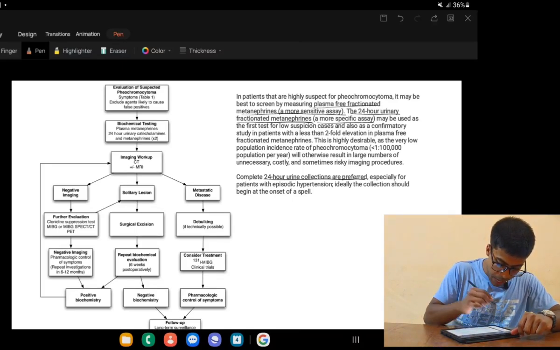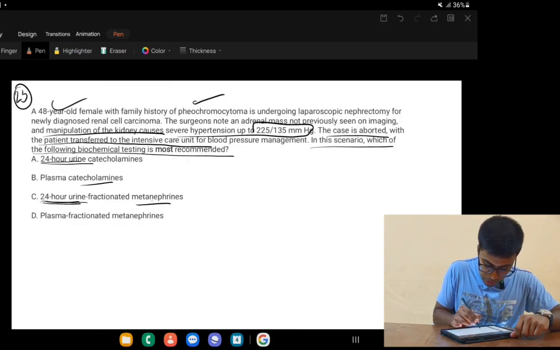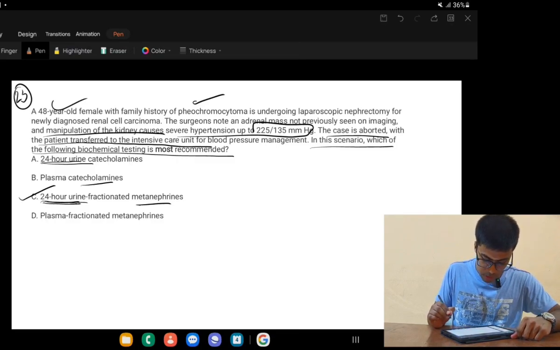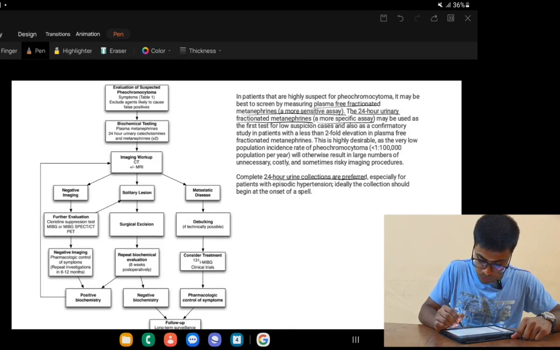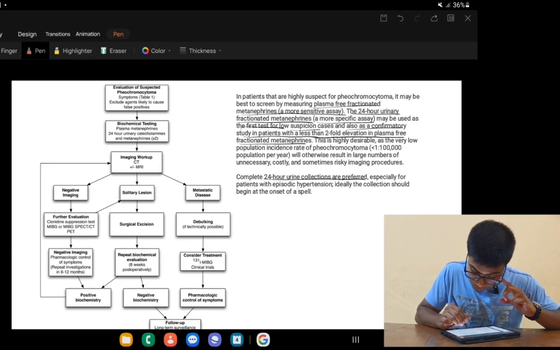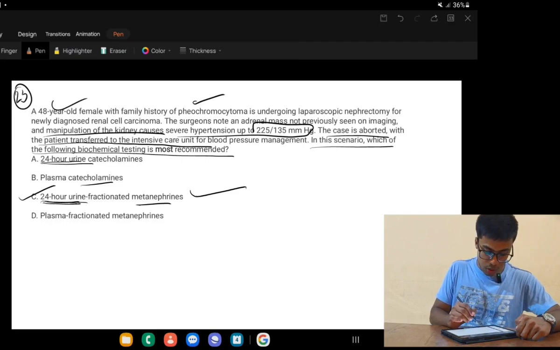In this question, what we have is 24-hour catecholamines and 24-hour fractionated metanephrines. So I will go with 24-hour urine fractionated metanephrines, because it's the most specific. It may be used as a first test for low suspicion cases and also as a confirmatory study in patients with a less than two-fold elevation in plasma-free metanephrines. So I will be going with this. This is the answer for sure.